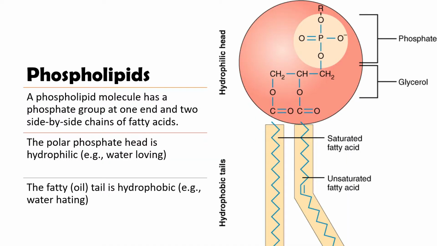So a phospholipid is just a molecule that has a phosphate group at one end and two side-by-side chains of fatty acids. The polar phosphate head is hydrophilic or water-loving, and that's going to interact with the inside of the cell as well as the outside of the cell. And the fatty acid tail is hydrophobic or water hating. And so those tails are on the inside of the membrane interacting with each other.